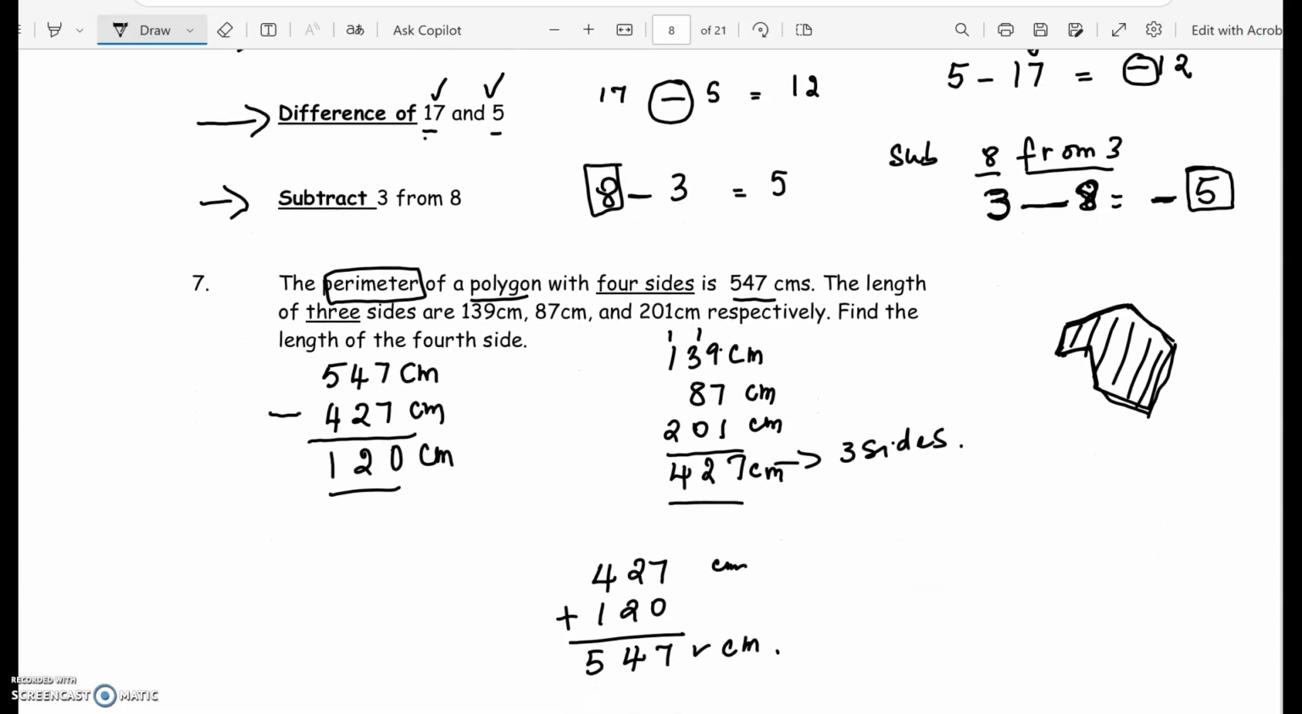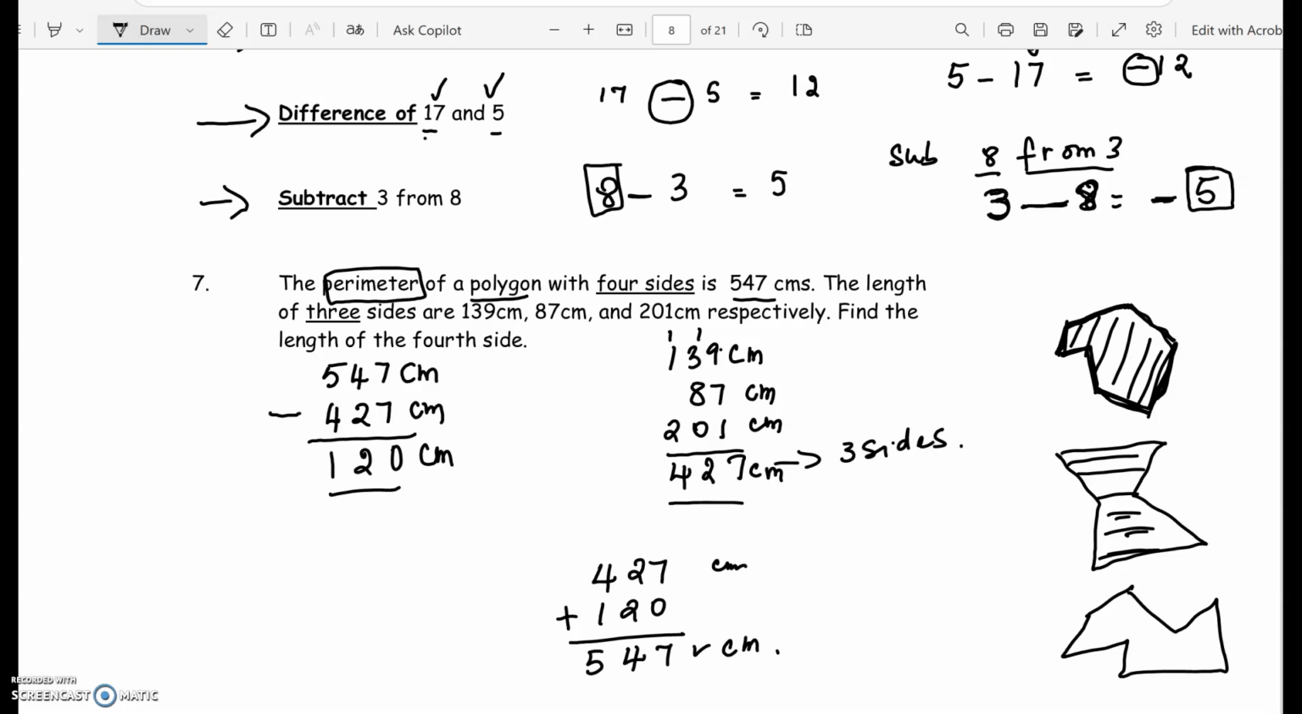Now the next one is a word problem. It says the perimeter of a polygon with 4 sides is 547. Now what is a polygon? A polygon is a multi-sided figure. Each side has to be a straight line. That's when it's called a polygon. So for example, any straight lines joined together to enclose a region is called a polygon. As long as it's straight lines attached together to enclose a region, that's called a polygon.